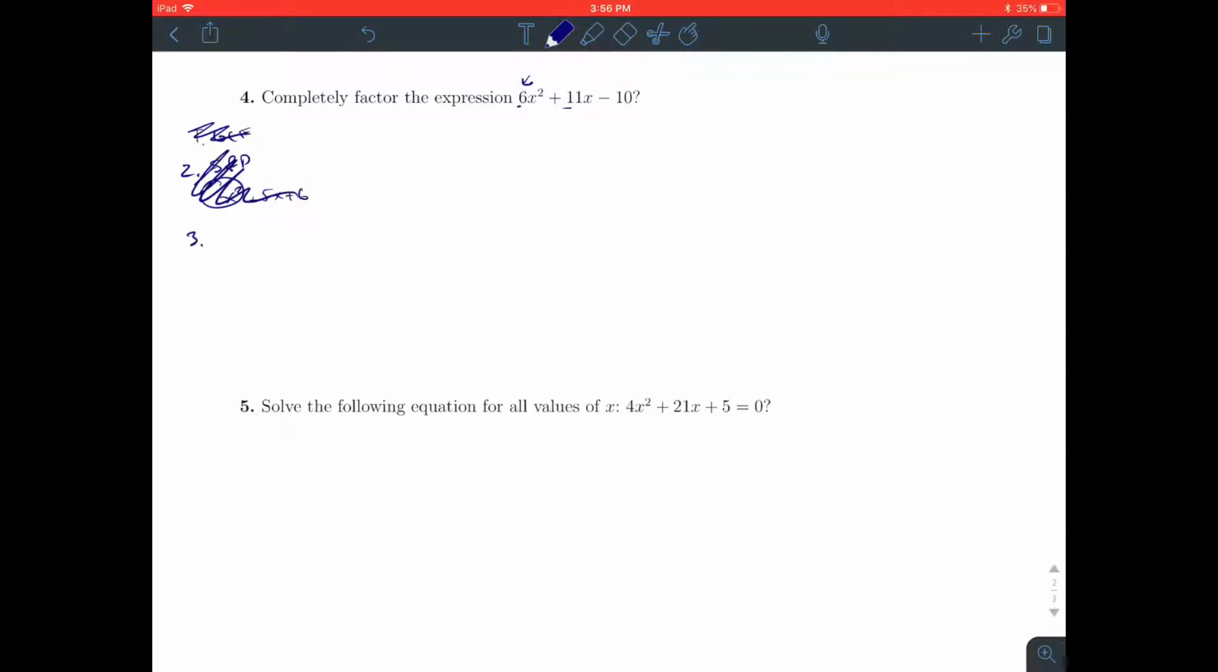For possibility 3, we have difference of 2 squares. With 3 terms, difference of 2 squares is out. For choice 4, we've got grouping. It can't be grouping because grouping requires 4 terms. So it has to be our final method.